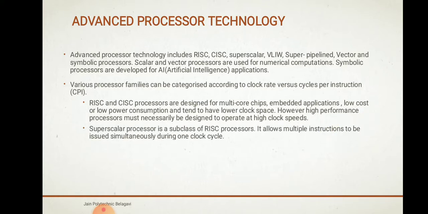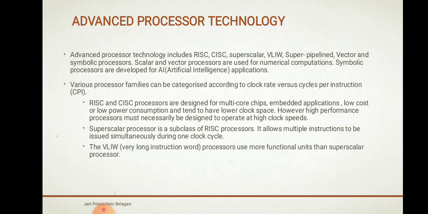A superscalar processor is a subclass of RISC processor. So the superscalar processor comes under the RISC processor. It also allows multiple instructions to be issued simultaneously. So it executes multiple instructions at the same time, that is, simultaneously in one cycle only. The next processor family is VLIW, which stands for very long instruction word processors, which use 1 or more functional units than the superscalar processor.